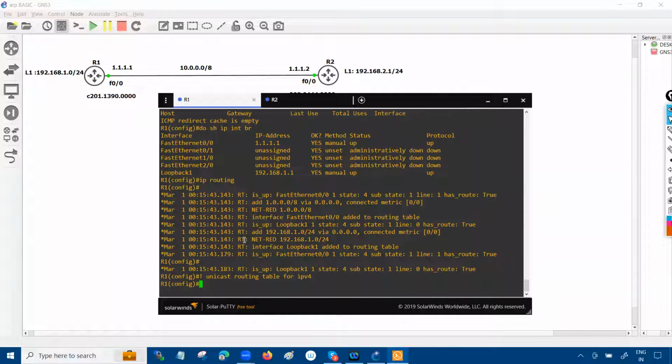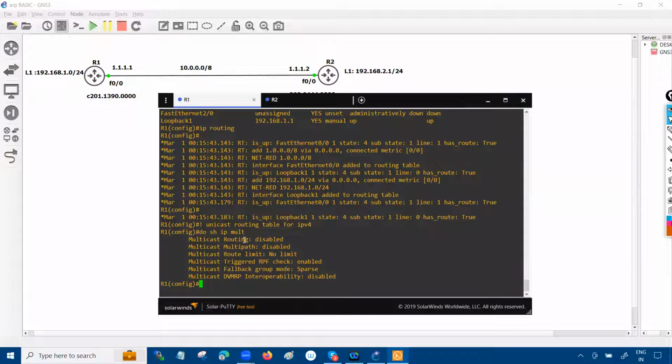So if you look at multicast right now, let's have a look: do show IP multicast. Multicast is still disabled. So it only enables the unicast routing table for IPv4.